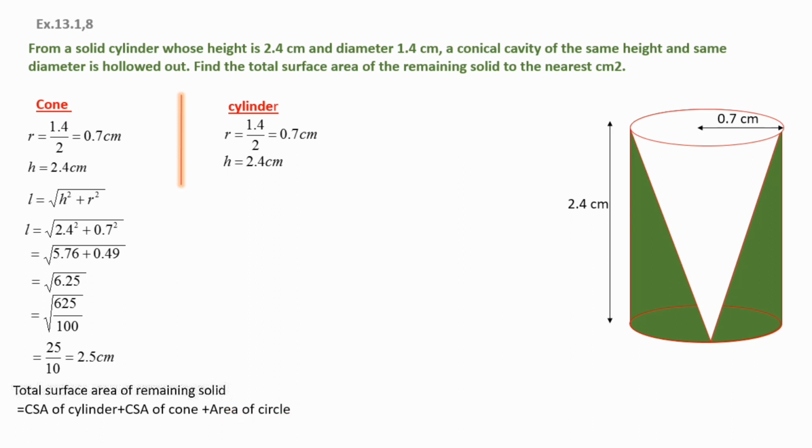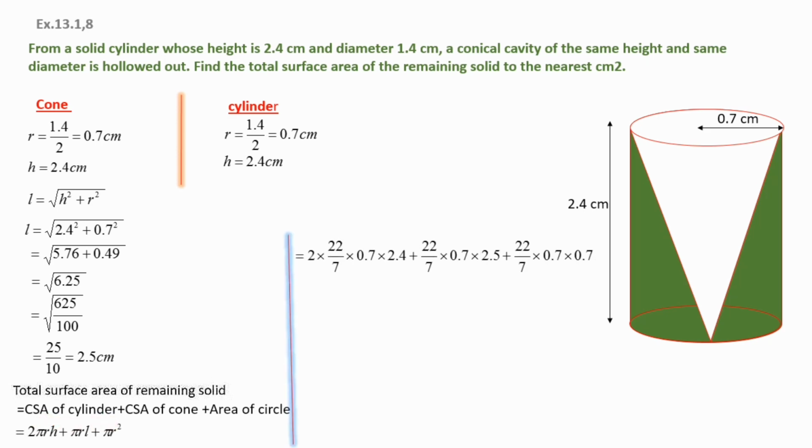Once again, the curved surface area of the cylinder, and when you look inside, there is the curved surface area of the cone, and there is a bottom portion that is also not removed, that is the area of the circle. Let's substitute the values. The formulas are 2 pi RH plus pi RL plus pi R square. Then when we substitute, 2 into pi value 22 by 7 into radius 0.7, h is 2.4. First part is over, plus pi RL, 22 by 7 into R is 0.7 into L is 2.5, plus pi R square, 22 by 7 into 0.7 into 0.7.